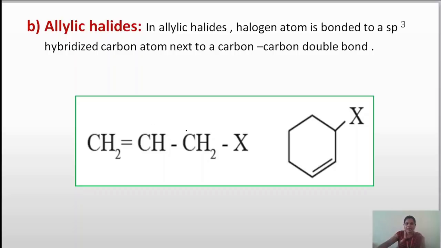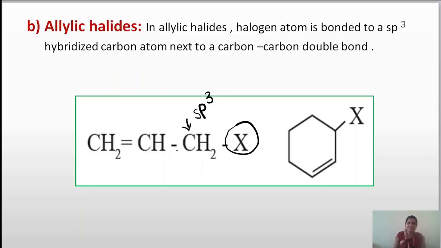and which is further bonded to that carbon which is doubly bonded. Here I take the example CH2=CH-CH2X. Now in this example, this halogen atom is bonded to this sp3 hybridized carbon.